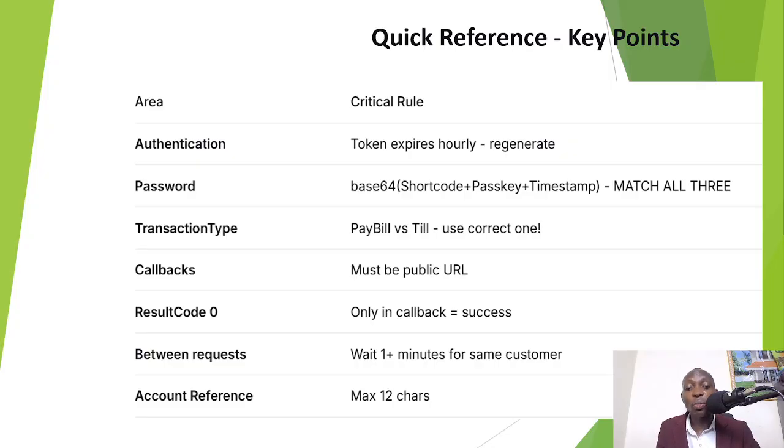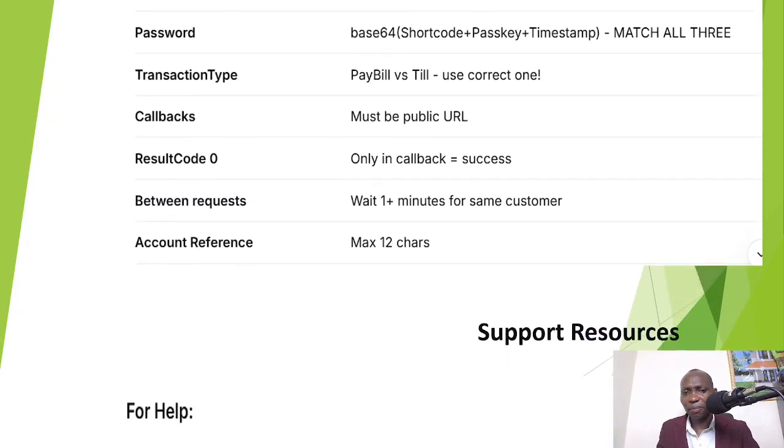Between requests, wait 1 minute. Wait 1+ minute for the same customer. Don't send multiple requests, it may be spamming, and you will be rate limited. Account reference, a maximum of 12 characters. And I forgot to add here transaction description, maximum of 13 characters.